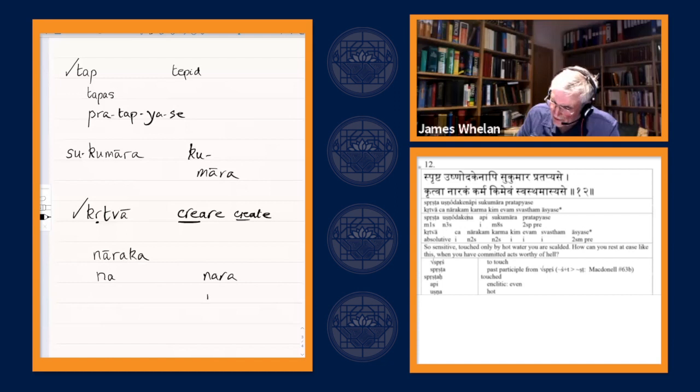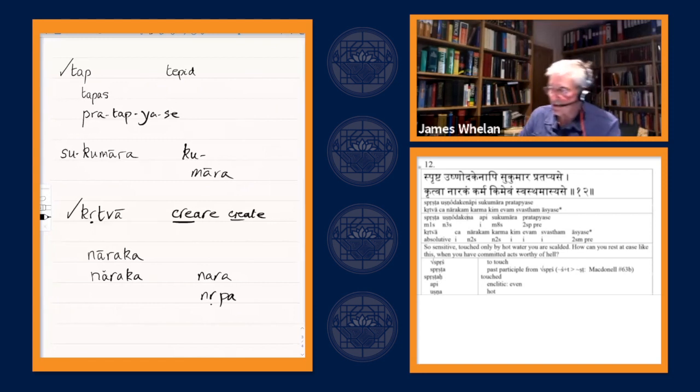In fact, from the root nri and the root nripa, for example, protector of men is another word for king. But in fact, the word naraka, with a short a, just means hell. But it just coincidentally looks as if it might be from nara, meaning a man. So naraka means hell, and you very often can make an adjective out of a noun by lengthening the first vowel. So naraka, hell, naraka, hellish, worthy of hell.